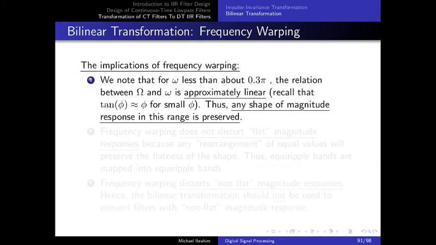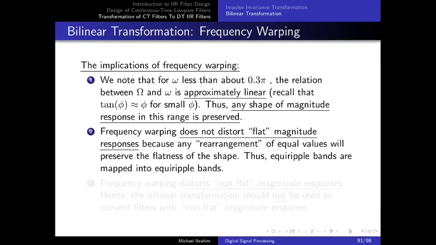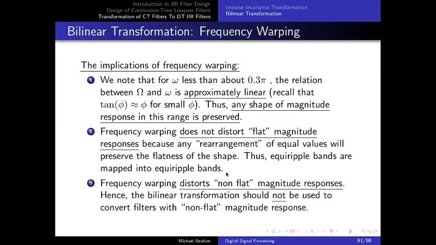So, we note that for lowercase omega less than 0.3 pi, the relation between capital omega and lowercase omega is approximately linear. And therefore, any shape of magnitude response in this range is preserved, linear or flat. And frequency warping does not distort flat magnitude responses because any rearrangement of equal values will preserve the flatness of the shape. Thus, equiripple bands are mapped into equiripple bands. But the frequency warping distorts non-flat magnitude responses if the frequency omega small is larger than 0.3 pi.